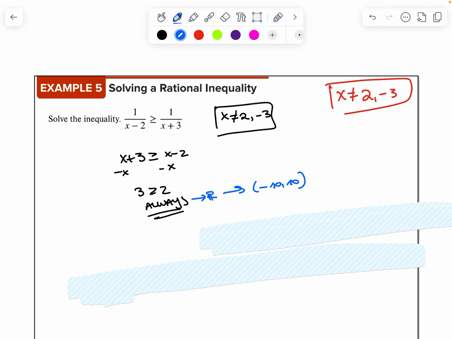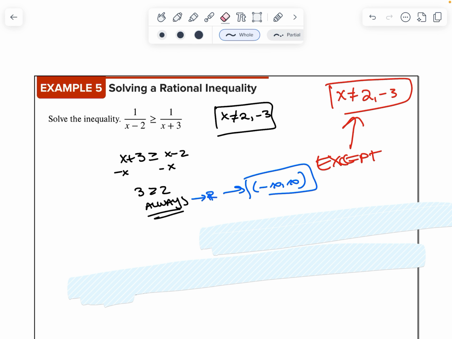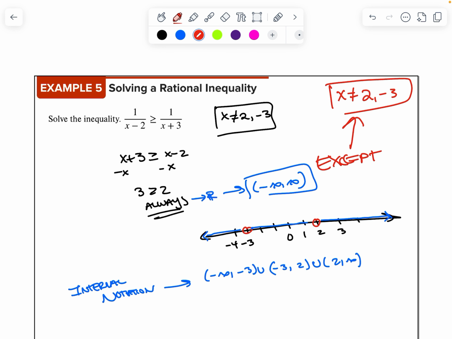So our graph is going to be everything from negative infinity to infinity, except these numbers right here. So everything except for negative 3 and positive 2. And this is what your interval notation looks like in the end.